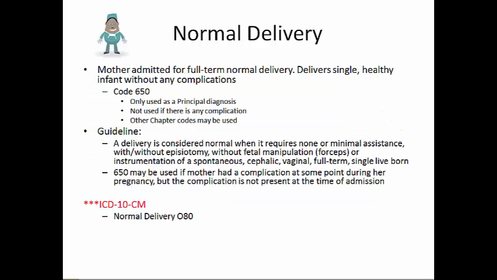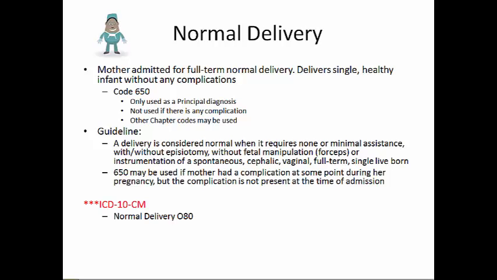A normal delivery. 650 is only used for normal delivery as a principal diagnosis. So if any complications exist, another code from Chapter 11 should be assigned, not 650. So what is a normal delivery? It's a full term. They deliver a single healthy infant with no complications.